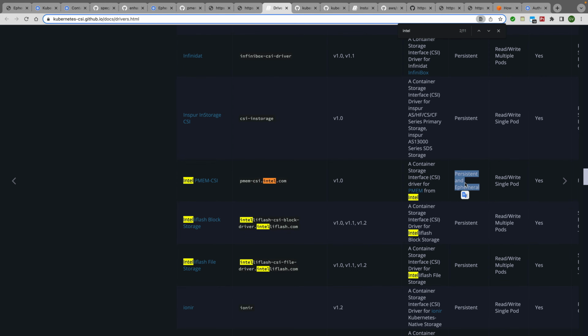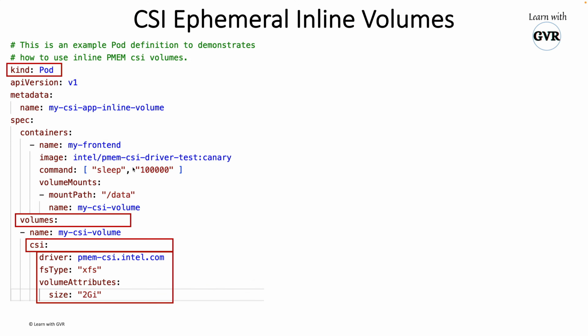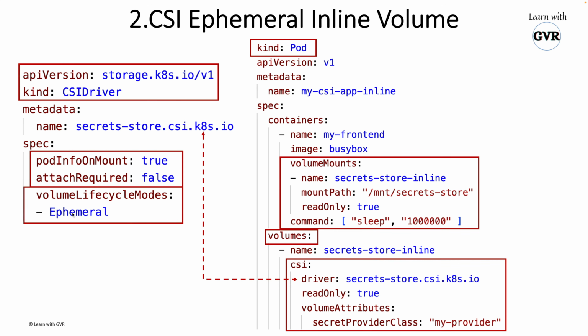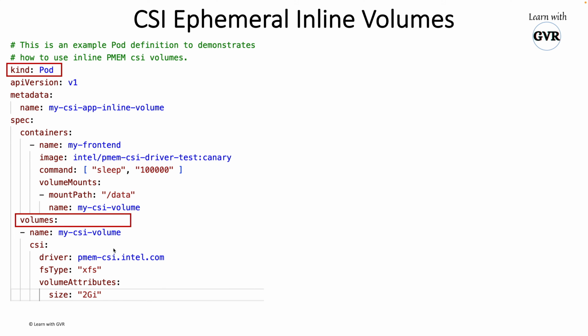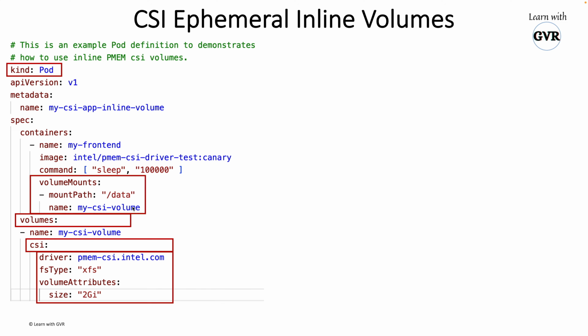And this driver provides both persistent and ephemeral, a container storage interface for pmem from Intel. And in the previous slide we saw that a driver is ephemeral or persistent. So when you are defining a driver, you have to tell whether it's persistent or ephemeral. And from this particular driver specification, I want 2 GB, the file type is XFS, and mount it here. And there is an example given.